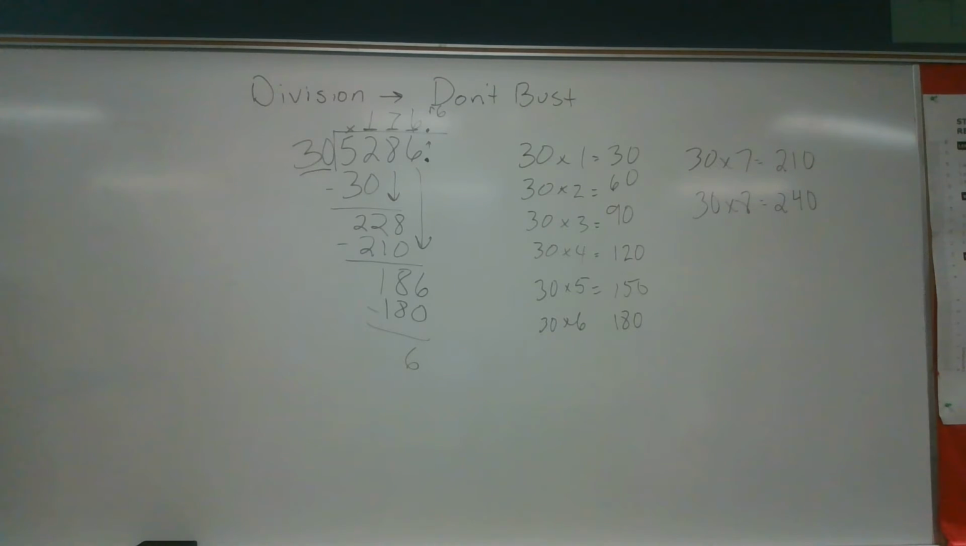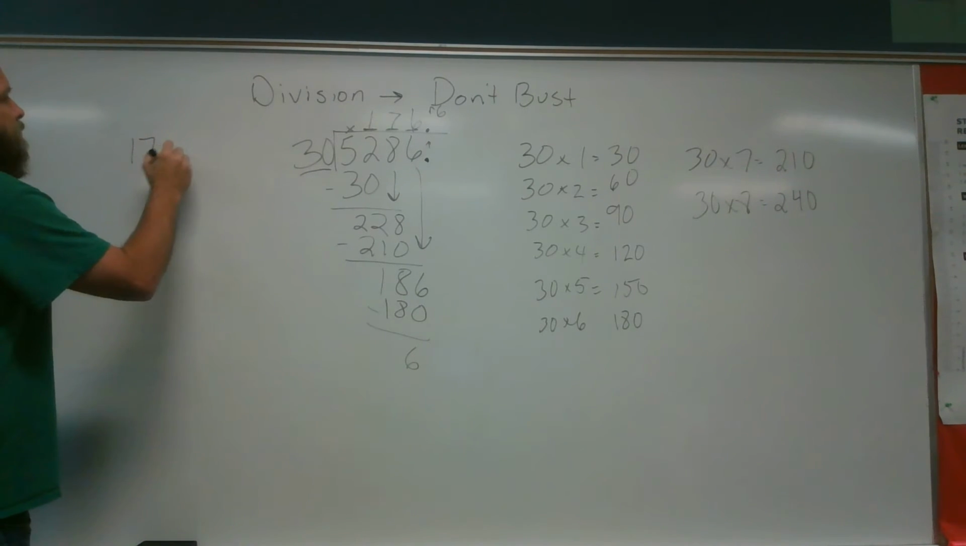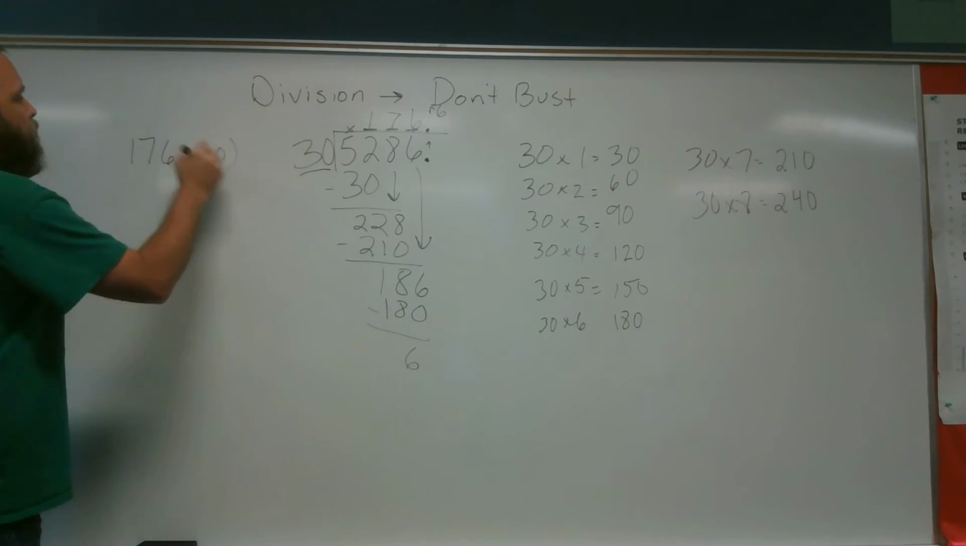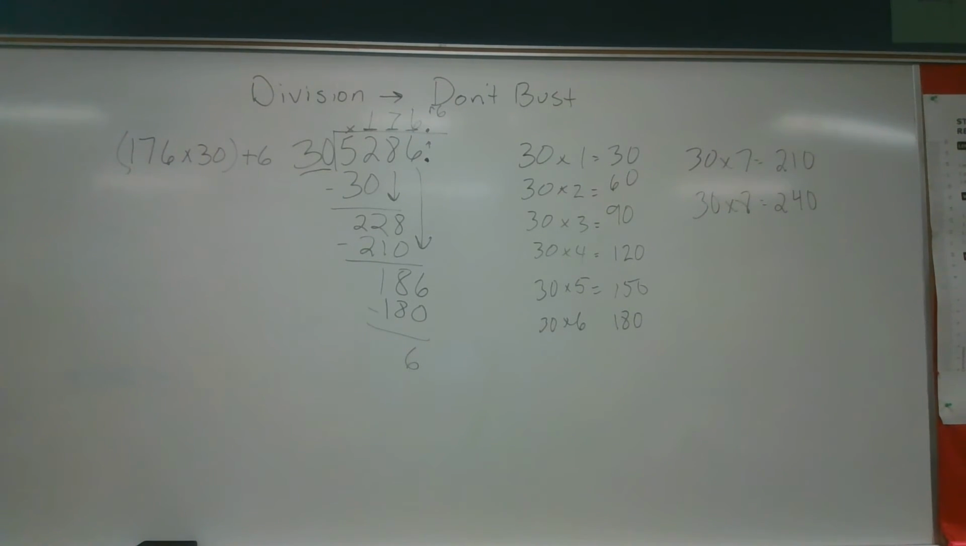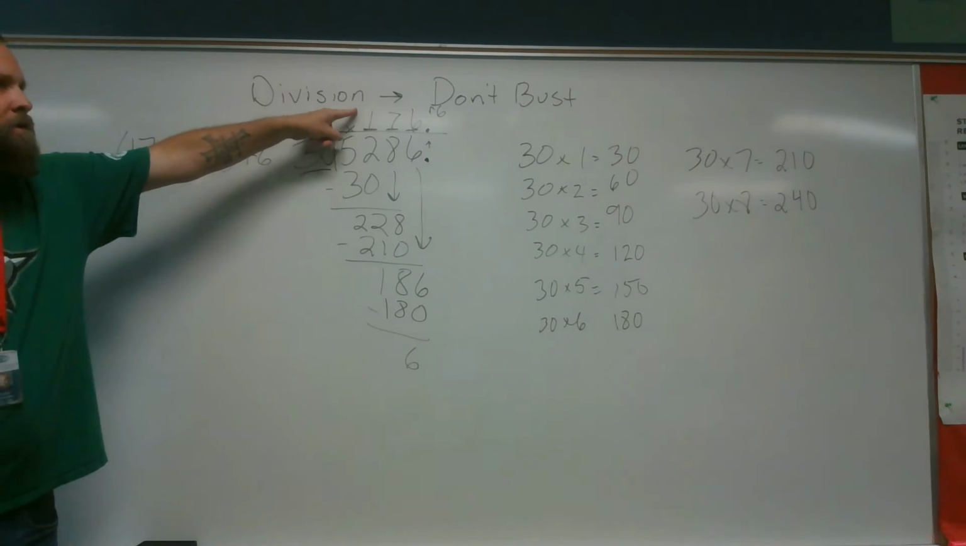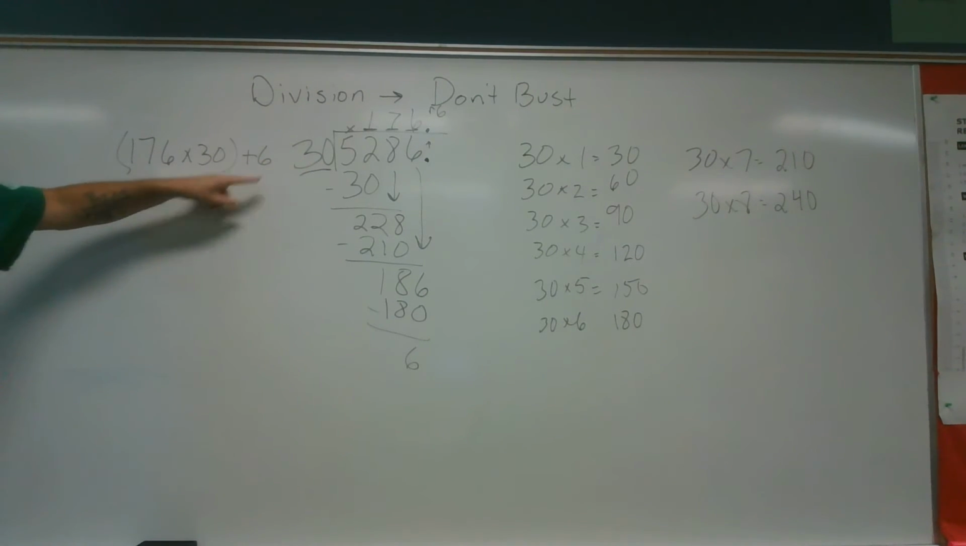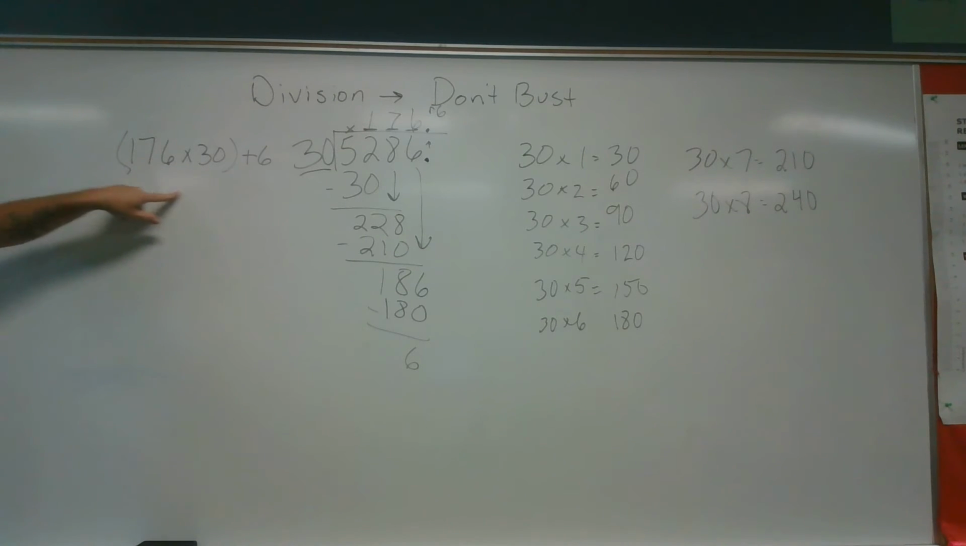Victoria said, but I love getting problems right, so I want to check to see if I get it right. Well, this is how we can check. We can multiply 176 times 30 and then add 6. If we multiply our quotient times our divisor and add our remainder, we should be able to get 5,286.